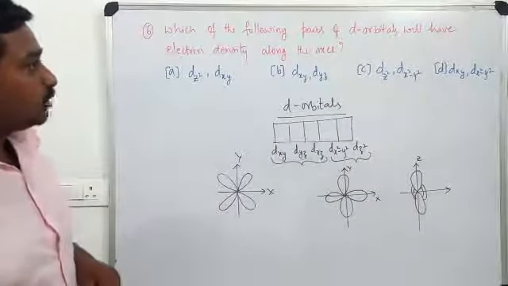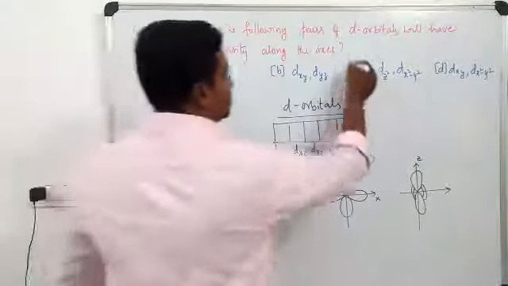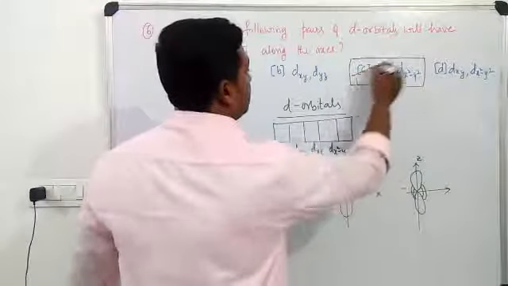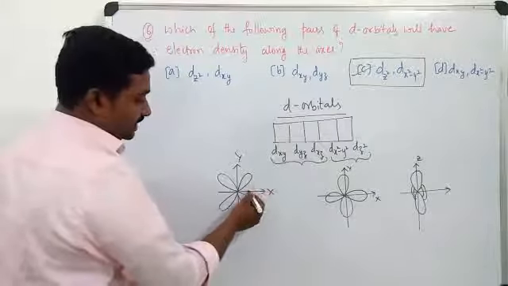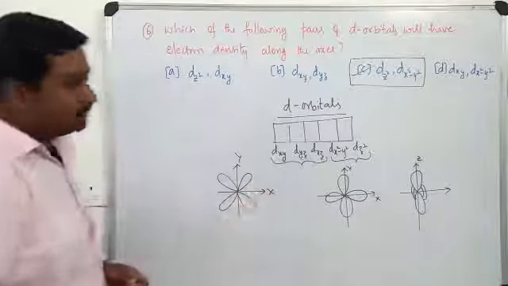So the right answer among the given options is option C, dz square and dx square minus y square. These 3 orbitals have their densities between the axes.